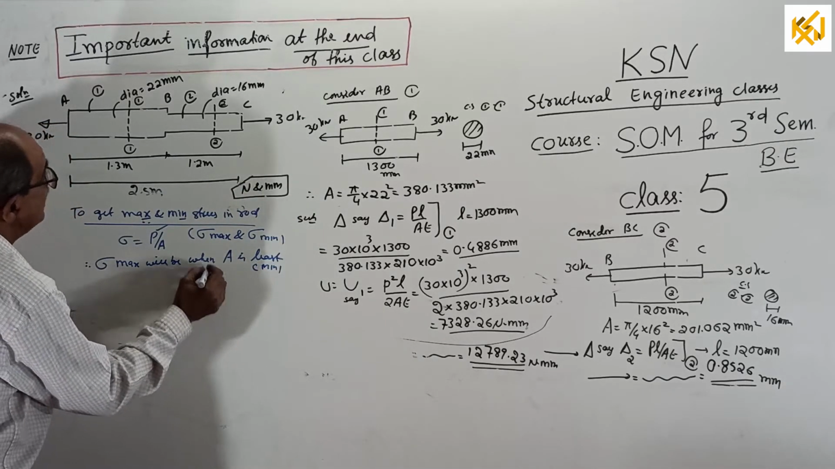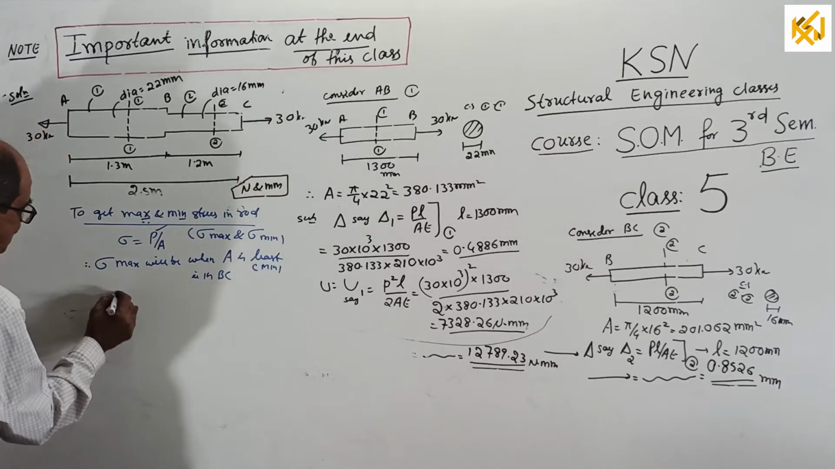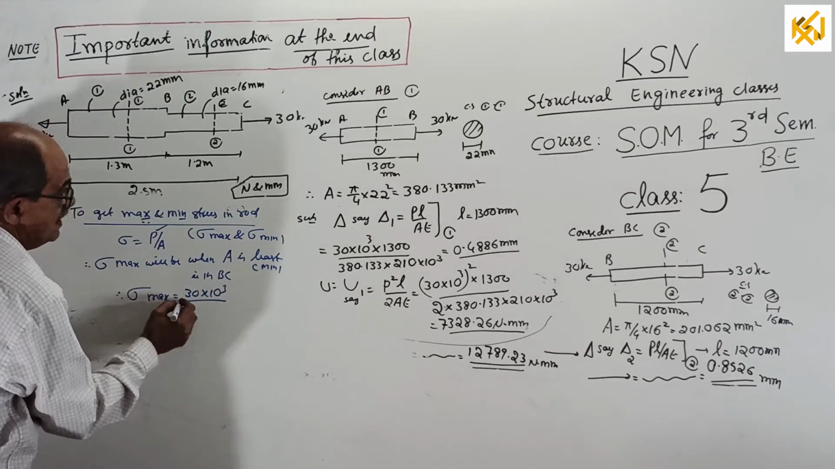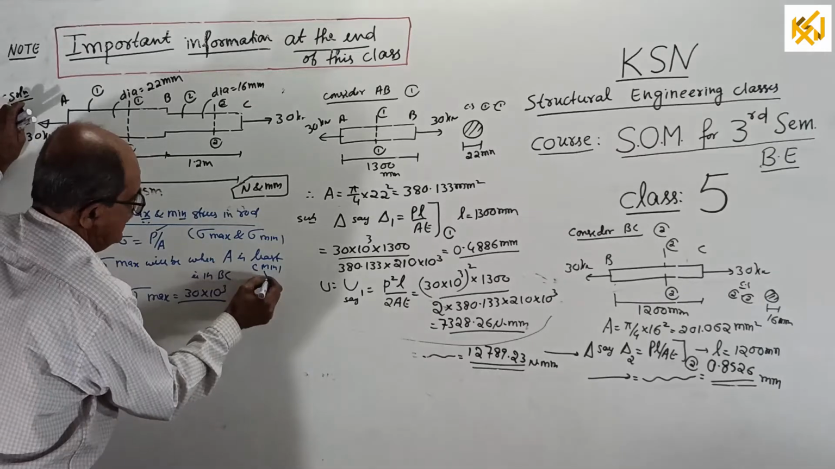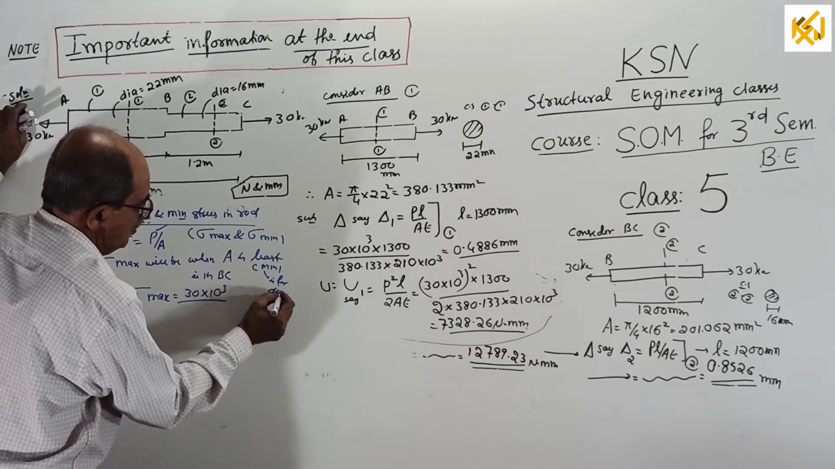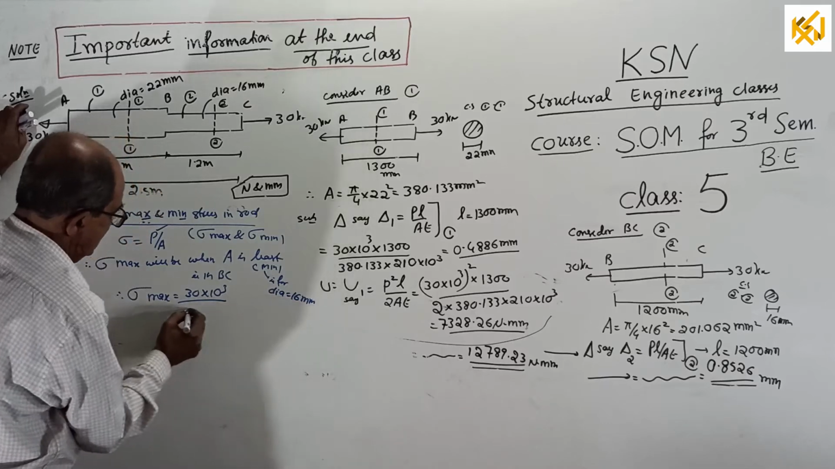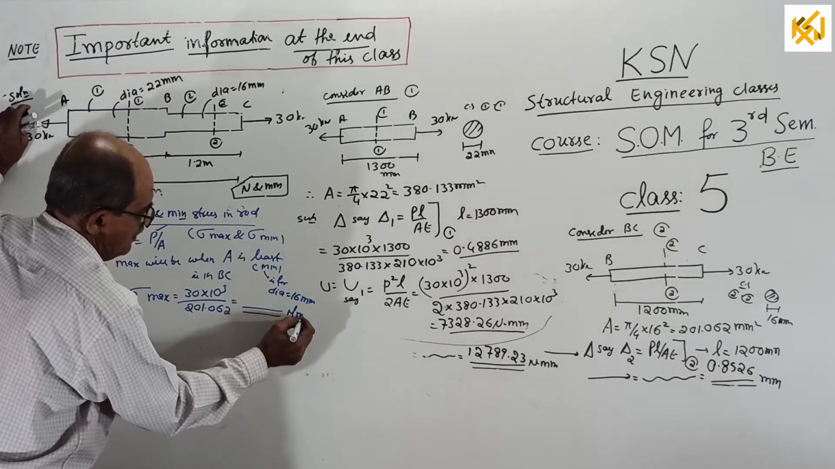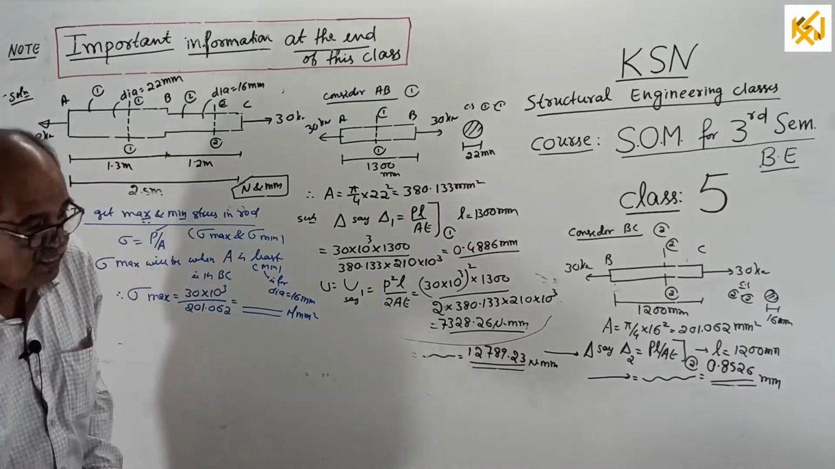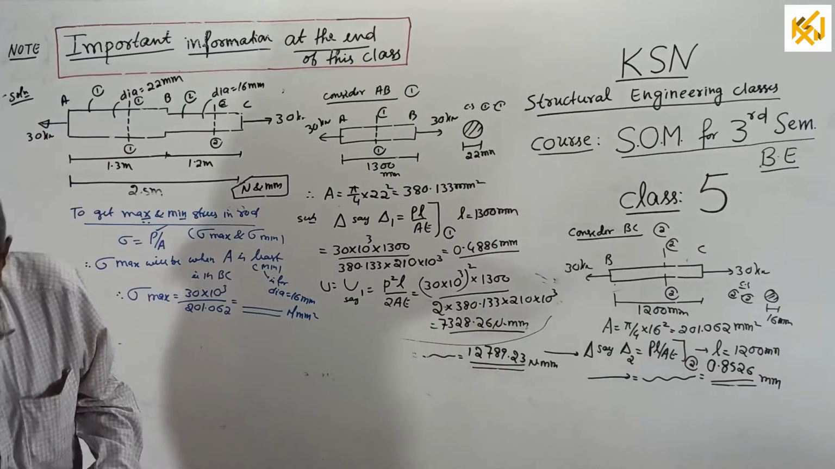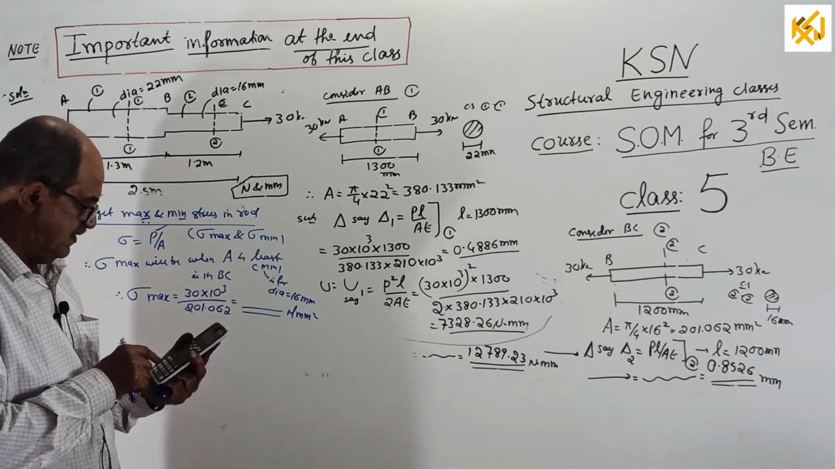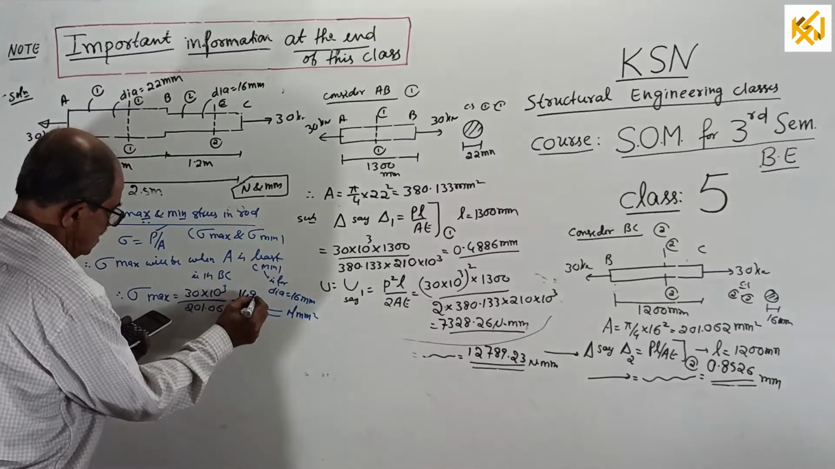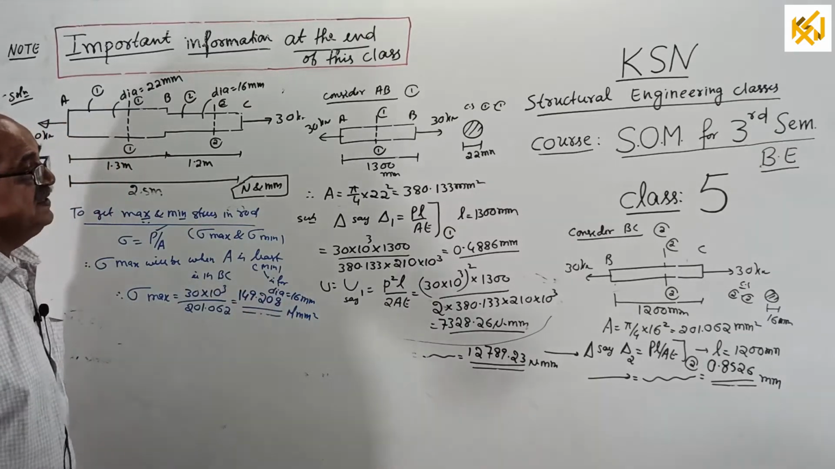That is in which portion? In BC portion. Therefore, your sigma max equal to 30 into 10 to the power 3 divided by the least area, that is for diameter equal to 16 mm. How much area? 201.062. Write the answer in Newton per mm square, maximum stress. 30 into 10 to the power 3 divided by 201.062 equal to 149.208 Newton per mm square is the maximum stress.